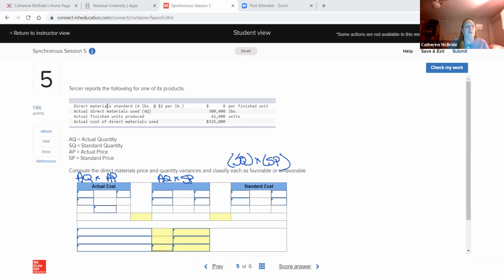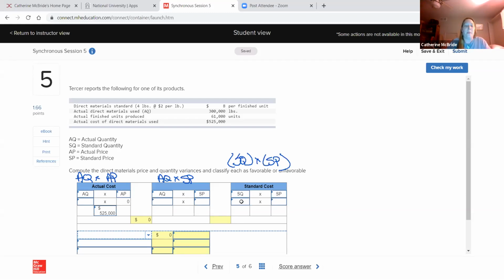So when we look at this, we say, okay, direct materials, standard. The standard was 4 pounds at $2 per pound. So we have standard quantity, standard price, actual quantity, actual price. So we have the actual cost of direct materials used. When we're looking at this, actual quantity, actual price, we actually don't have to figure that one out because it tells us the actual cost of direct materials used is $525,000.